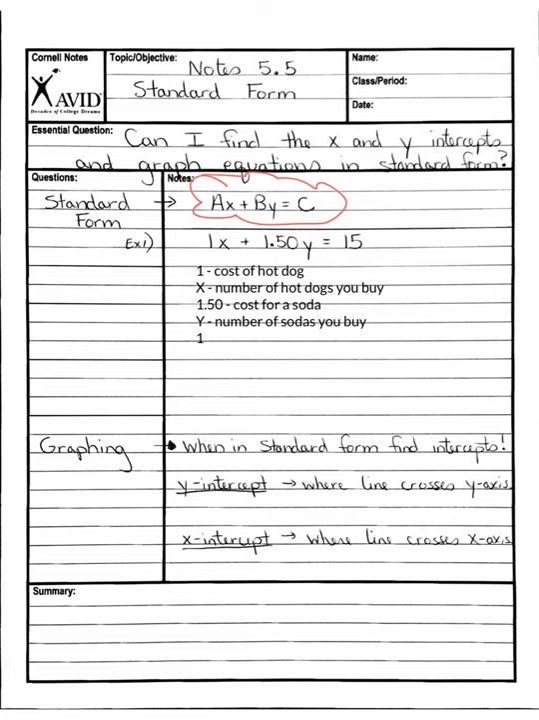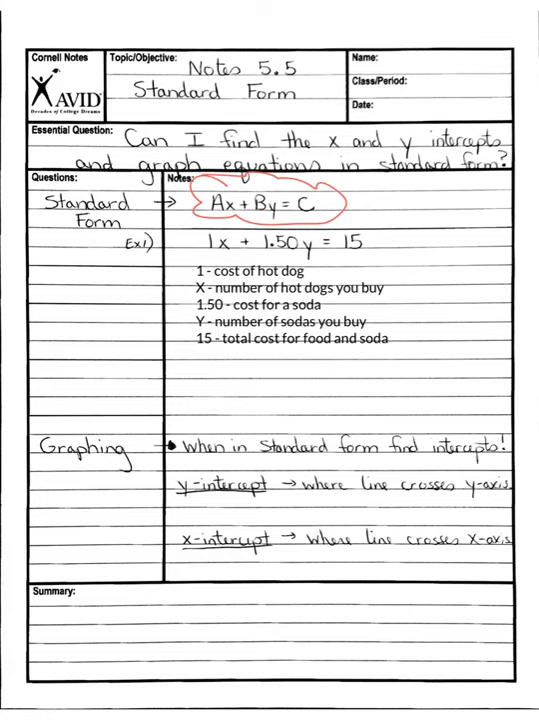And so then last but not least, what would the 15 represent here? It'd be the total cost of your bill, or for food and drink. So if you had $15 and you want to know how many sodas and how many hot dogs you could buy, this is an example of just a problem in standard form.